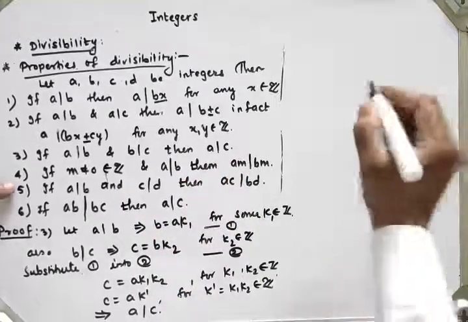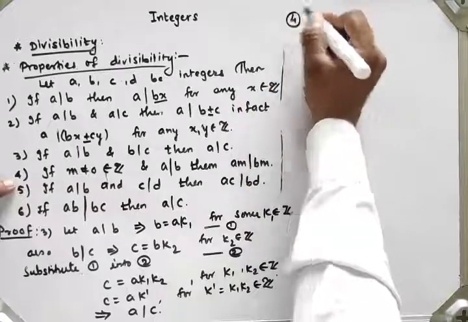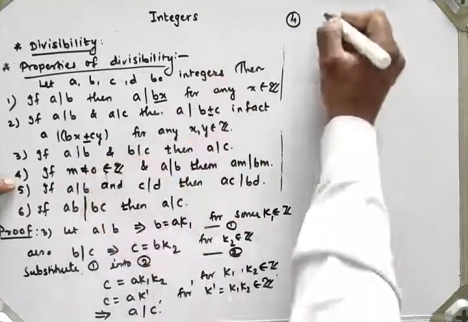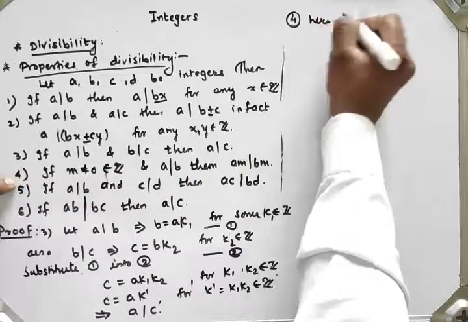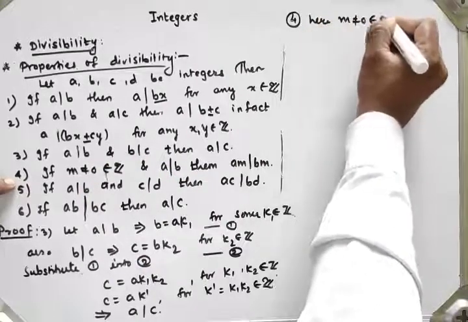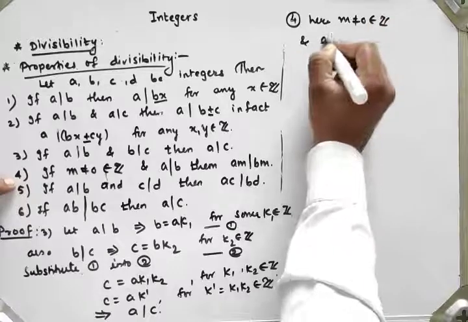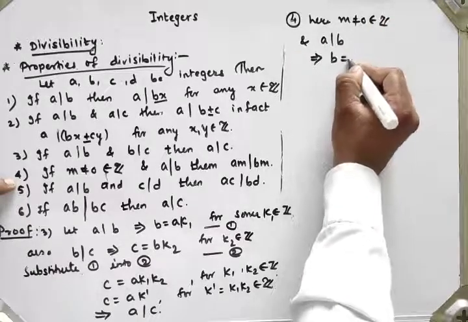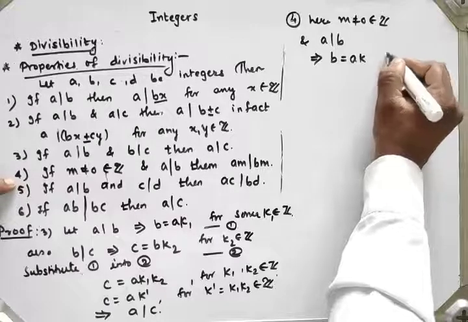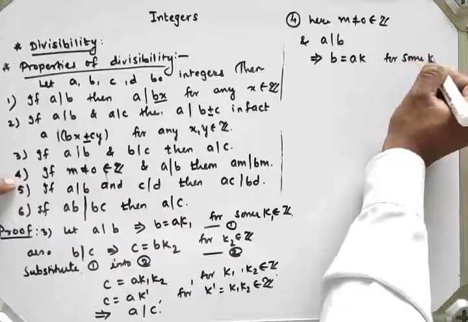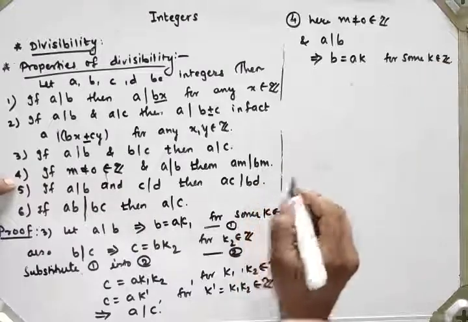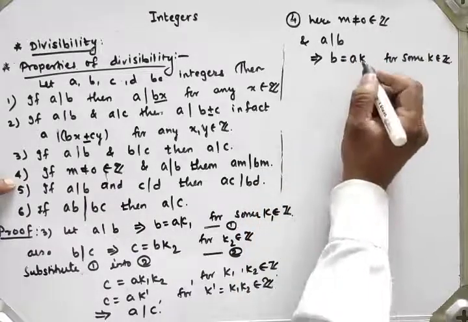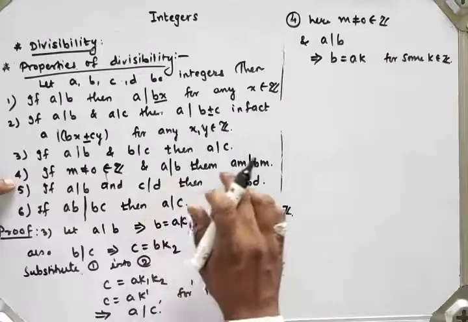Now we'll show the fourth. Here m is non-zero, which belongs to the set of integers, and a divides b. Then by using the definition of divisibility, b is equal to a into k for some k belonging to the set of integers. Now what we have to show here is that if a divides b, then am divides bm.